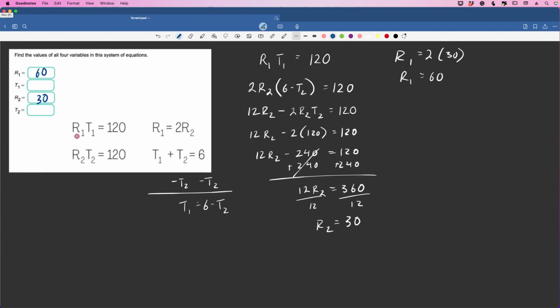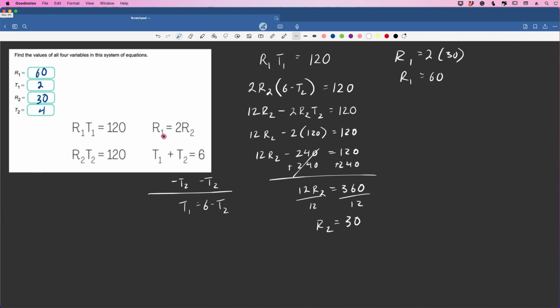Now if R1 is 60, 2 times 60 is 120, so T1 has to be 2. And if R2 is 30, 4 times 30 is 120. So 4 times 30 is 120, and 2 times 60 is 120. So you can do that one without having to do much more work. That one was pretty straightforward. So you can see how you get there, right? You see how to solve those types of problems.